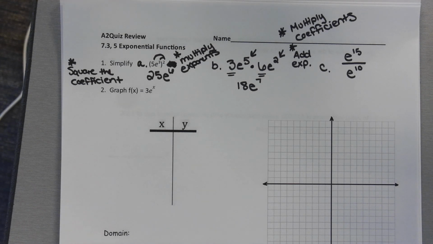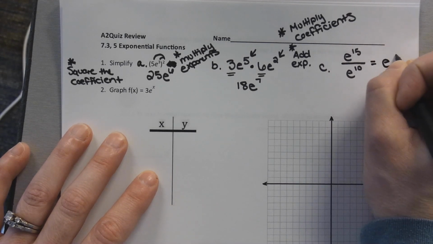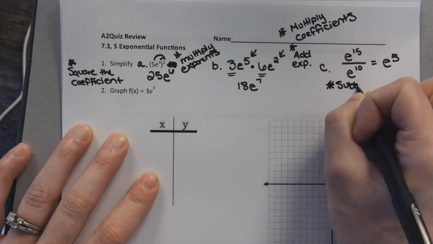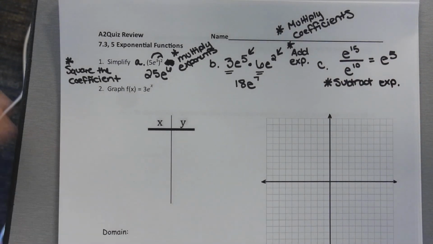What do we do for part C? You gotta subtract those. Yeah, you subtract for this one, so it'll be e to the 5. So again, you can write yourself a note: subtract exponents. If you think you're going to look back at this tomorrow or down the road and not really remember how did I get e to the 5th, then write yourself a note. Okay.